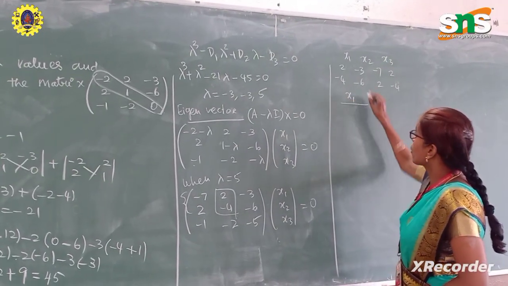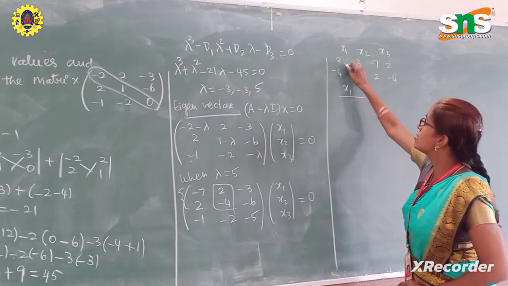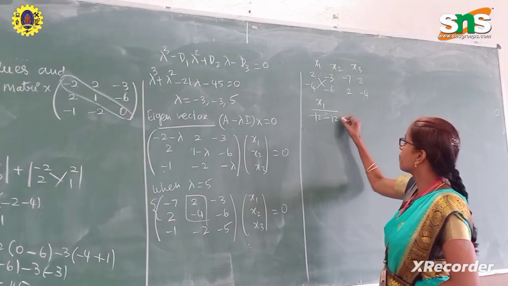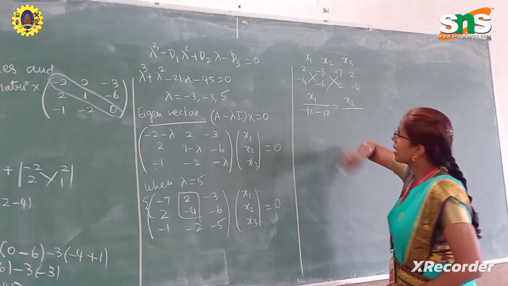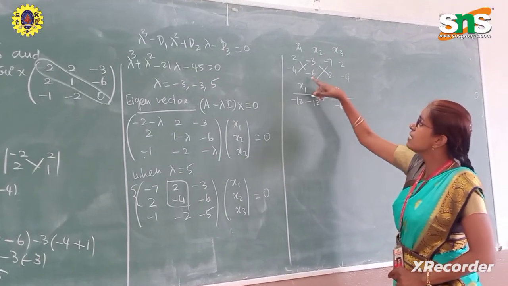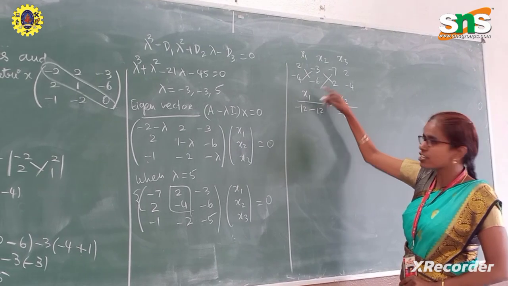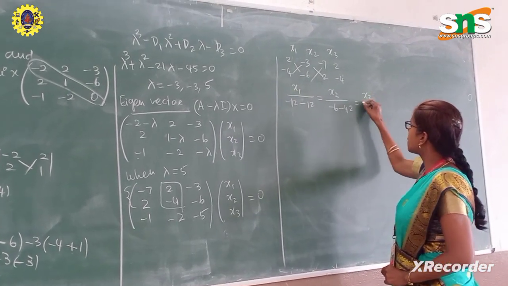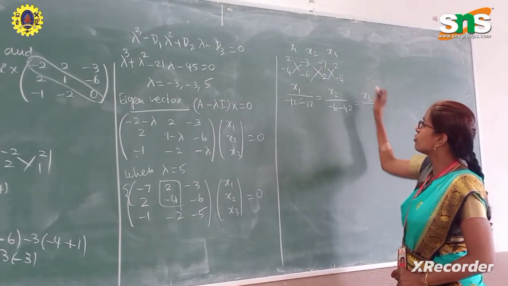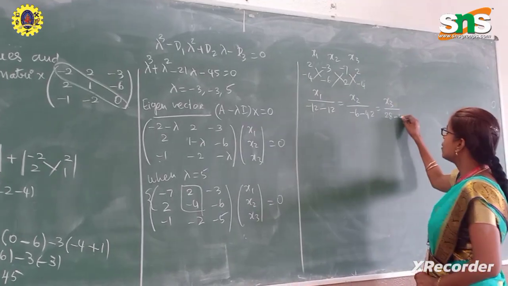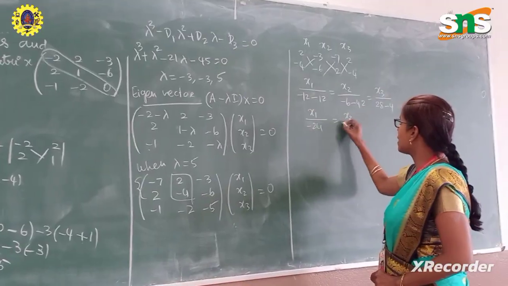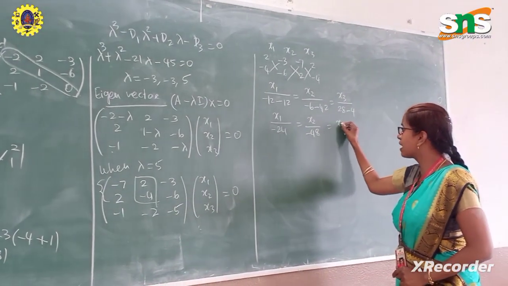So x1 by, you can find the determinant for this 2 cross 2. So this is minus 12, minus 4 into minus 3 is plus 12. Then equal to x2 by, again the same thing, for this we are going to find the determinant. So minus 3 into 2 is minus 6, minus into minus plus 7 into 6 is 42. Equal to x3 by, similar way you can find the determinant for this element. So minus into minus plus 7 into 4 is 28, minus 2 is 4. So x1 by, this is what? Minus 24, and x2 by, which is minus 48, and x3 by 24.